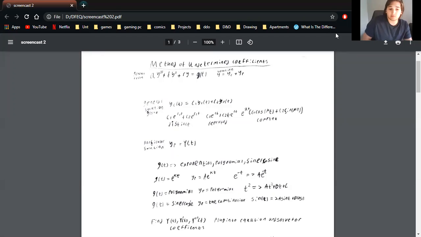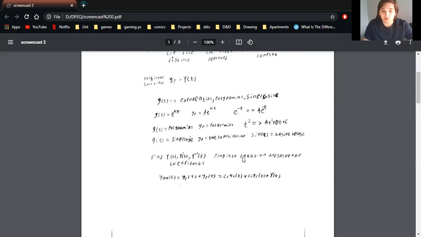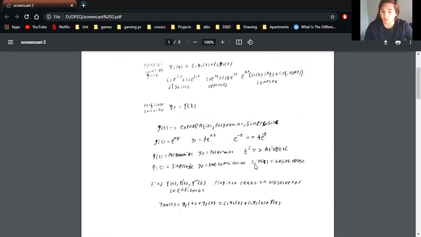Now, if your g is a sine or cosine, then your yp will be a combination of them. For example, if you have sine of t, your particular solution will be a sine of t plus b cosine of t. Now, once you have found the form of your particular solution, Y of t, you will have unknown coefficients in it, like a, b, c.